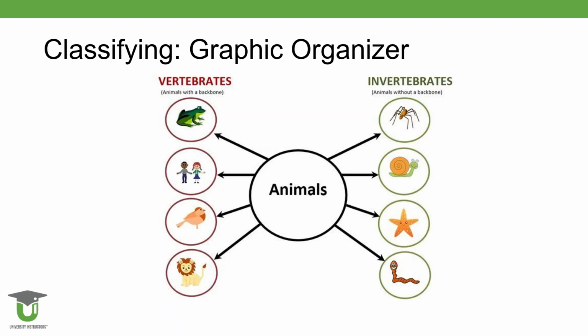Classifying is the process of grouping things that are alike into categories on the basis of their characteristics. The focus on classifying is on placing items into their appropriate categories and understanding why they belong in those categories. In this case, students have placed the pictures of animals that are vertebrates on the left and animals that are invertebrates on the right.